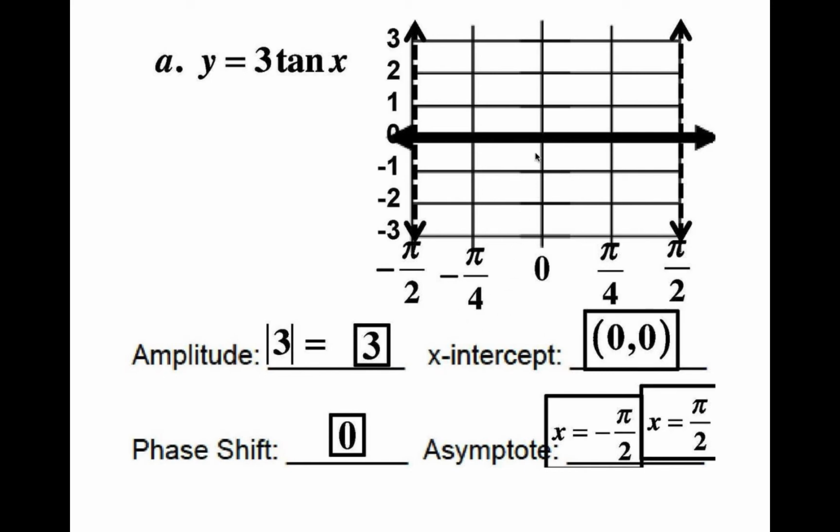So remember how the tangent graph looks. If this is our x-intercept, you go left and down to the amplitude, then our x-intercept, then you go right and up to the amplitude. So your graph should look something like this. Make sure you don't pass the asymptotes.